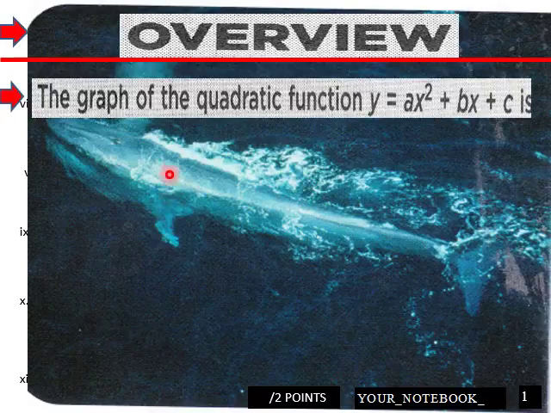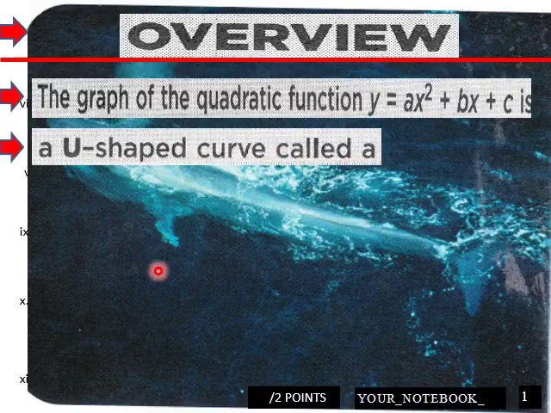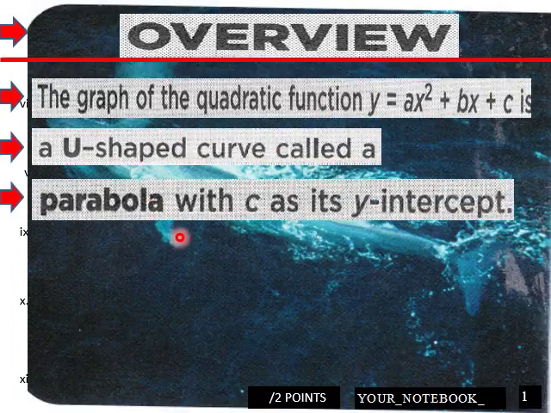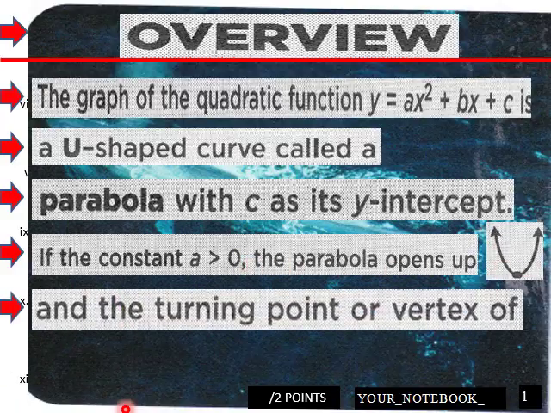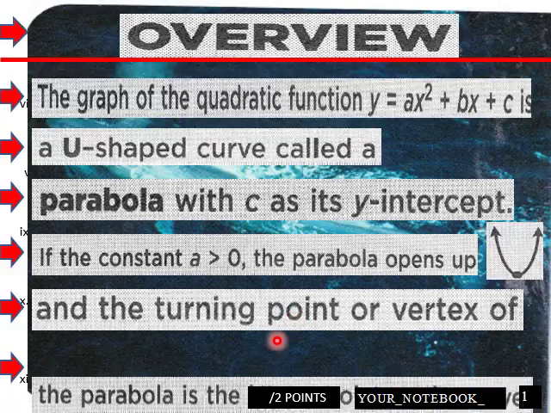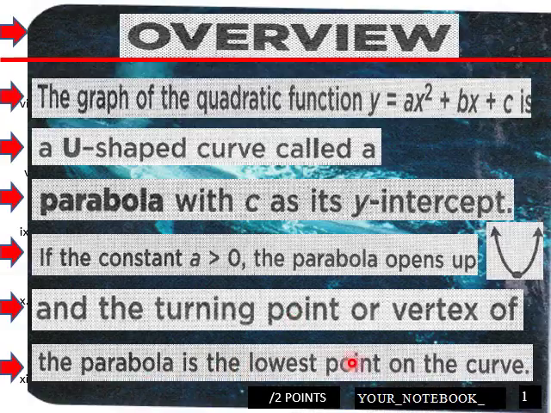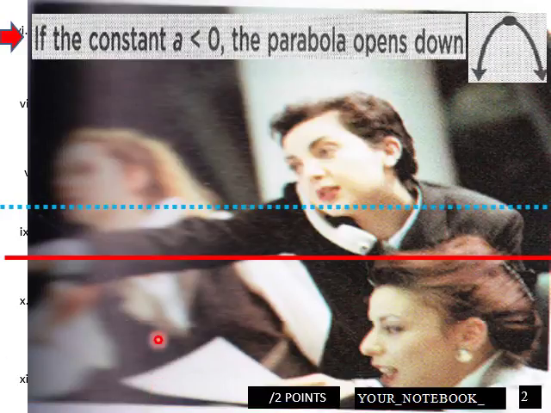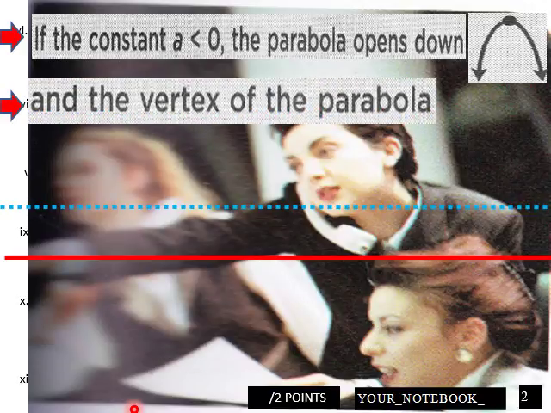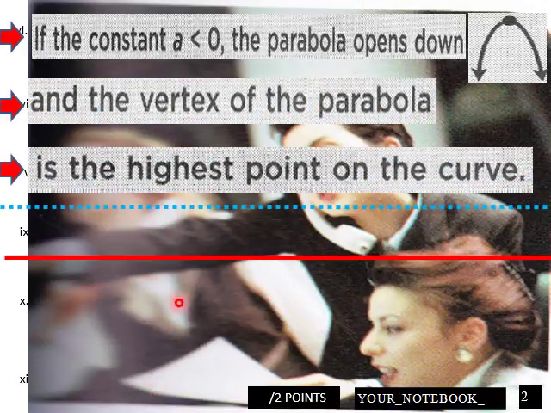Overview of this section. The graph of this quadratic is a U-shaped curve called a parabola with c as its y-intercept. If the constant a is greater than 0, the parabola opens up, and the turning point or vertex of the parabola is the lowest point, it'd be a minimum. If the constant a is less than 0, the parabola opens down, and the vertex of the parabola is the highest point, it'd be a maximum.